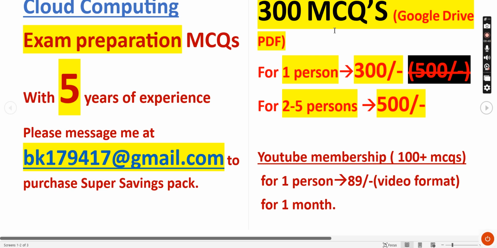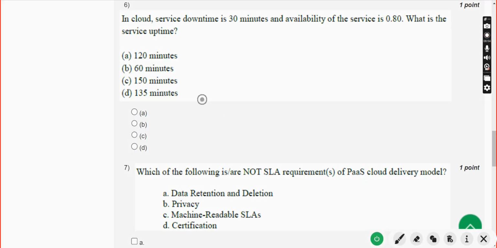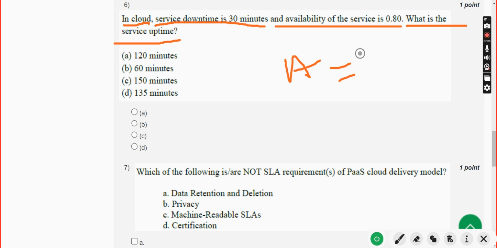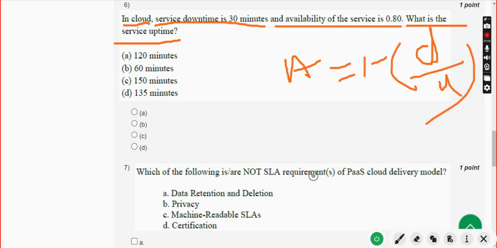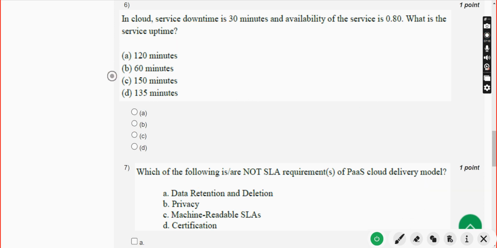So now let's get back to the syllabus. Sixth question. In cloud, service downtime is 30 minutes and availability of the service is 0.80. What is the service uptime? So the formula is availability equal to 1 minus downtime by uptime. So finally you will get uptime equal to 150, guys. So the answer is option C, 150 minutes.